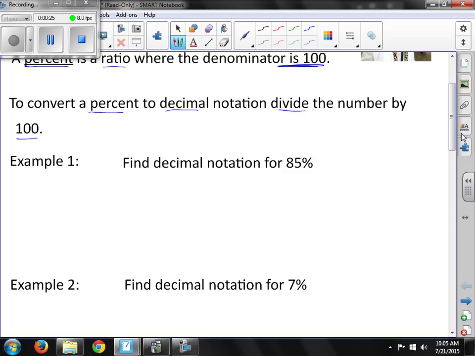Example 1. Let's start off with 85%. If we want to convert it to a decimal, we're going to divide by 100. Percent means divide by 100. And we learned earlier that whenever we divide by 100, it'll move the decimal 2 times to the left, so we'll have 0.85.